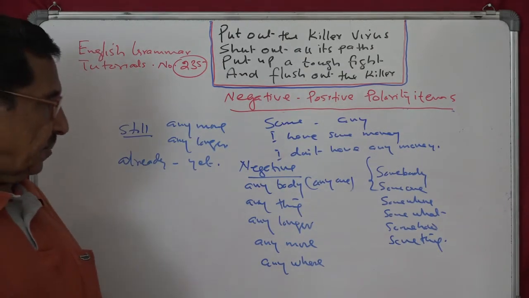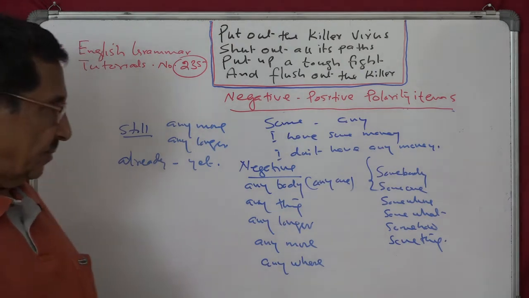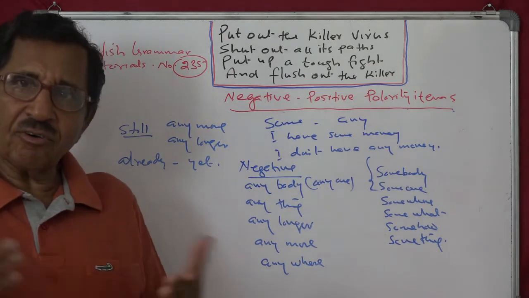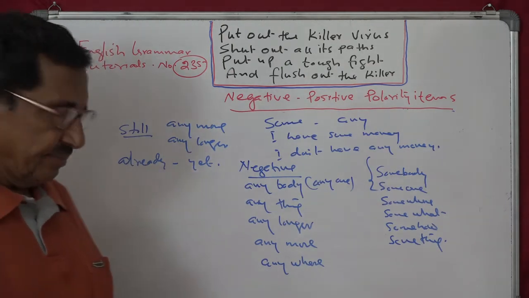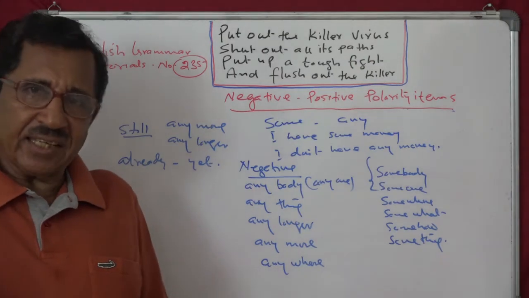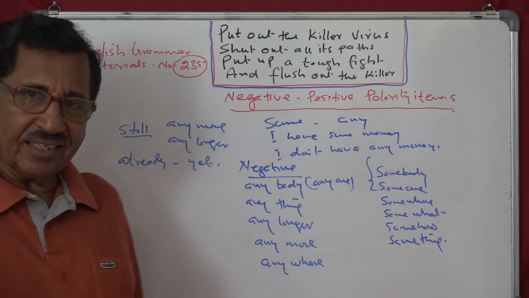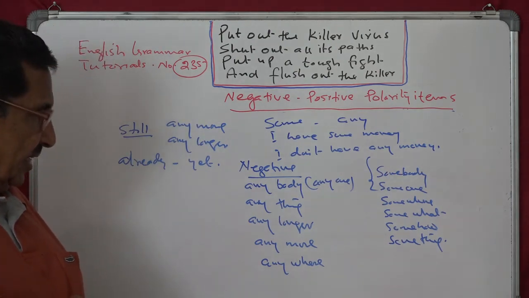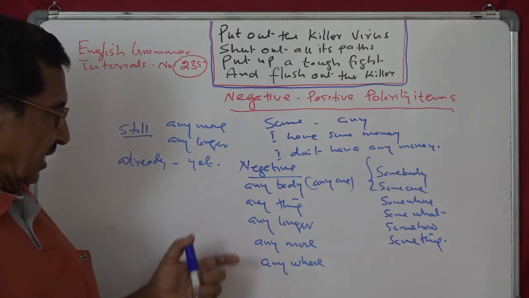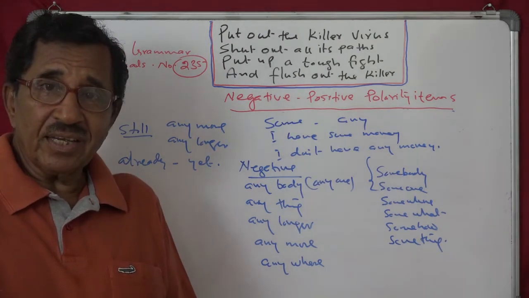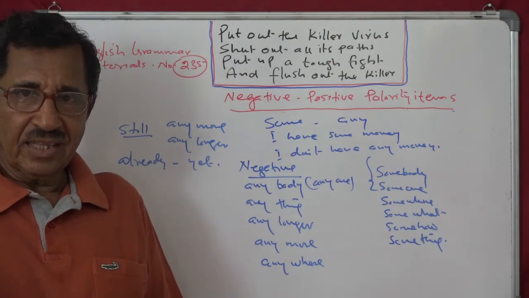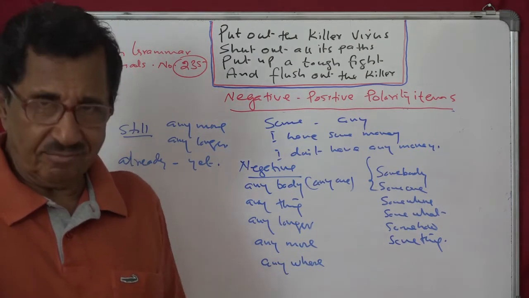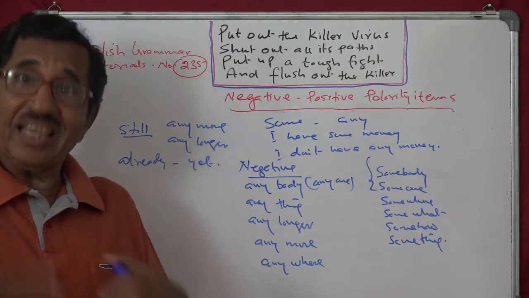Negative: I haven't met anybody. I haven't met anyone. I don't know anybody. I don't know anyone. I haven't seen anything. I haven't seen anything anywhere. They do not live here anymore. They don't love any longer.